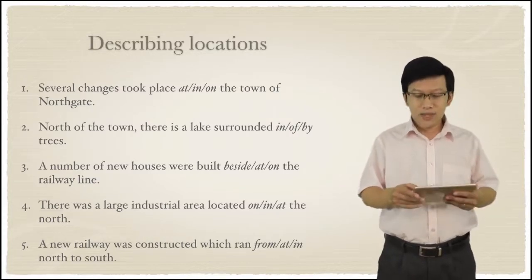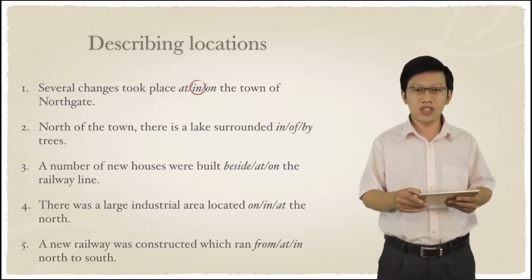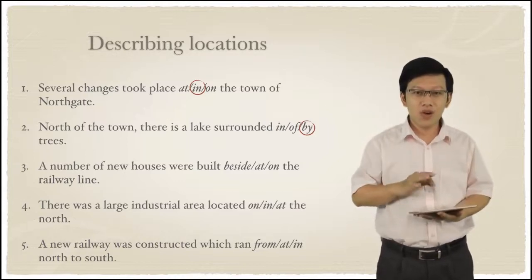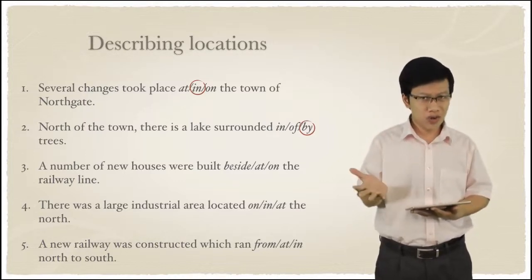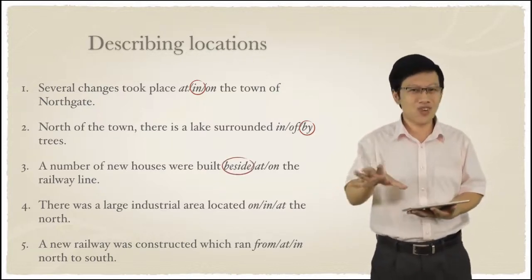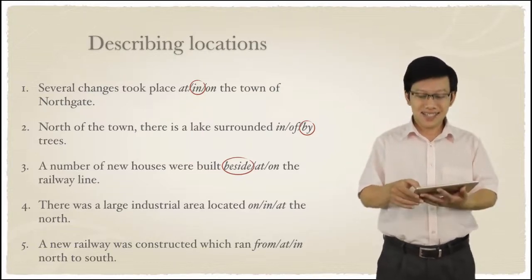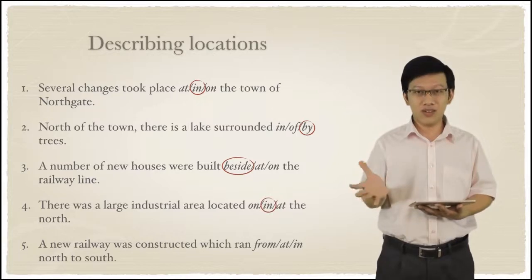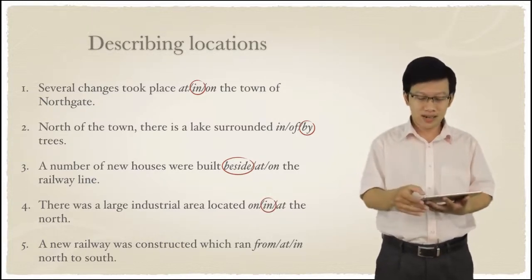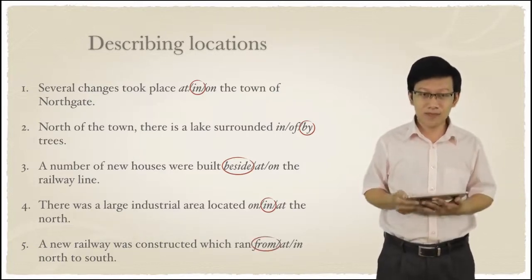Number 1 must be in the town of Northgate. Number 2, surrounded by trees. Number 3, were built on the railway line. I think it's going to be beside the railway line. You cannot build something on the railway line. Next, it's located in the north, in the east, in the west, in the south. Next one, which ran from north to south. Okay, very easy, right?